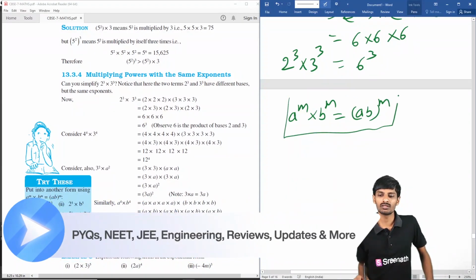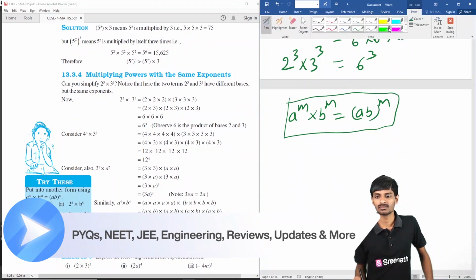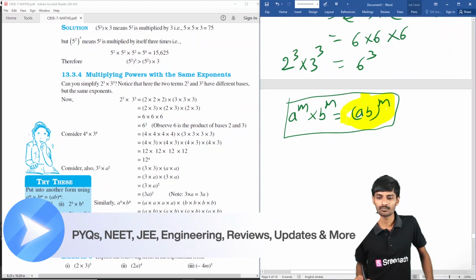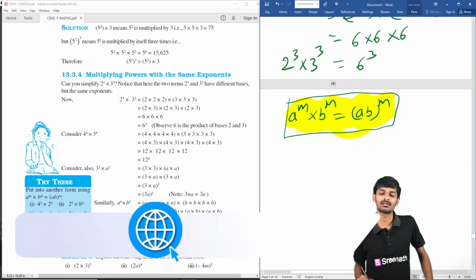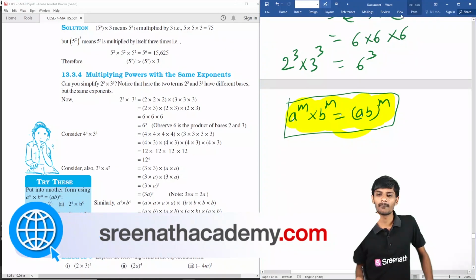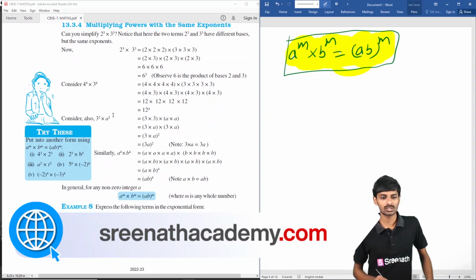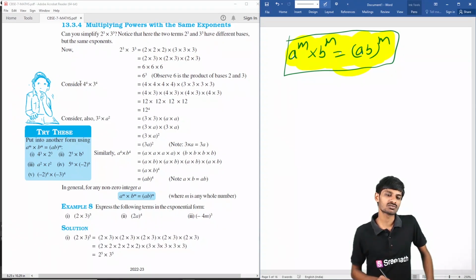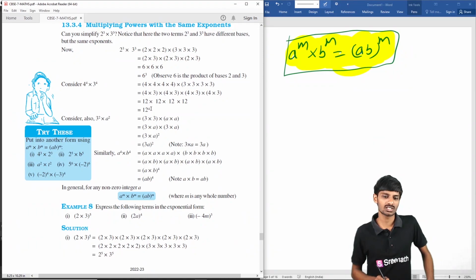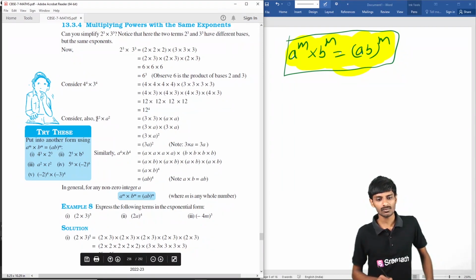This is the beautiful concept. Here the bases are not equal, but the powers are equal. So with the same power, the bases are multiplied. Another example, 4 power 4 into 3 power 4. According to our formula, 4 into 3 is 12, so 12 power 4. Similarly, 3 square into a square is 3a whole square.